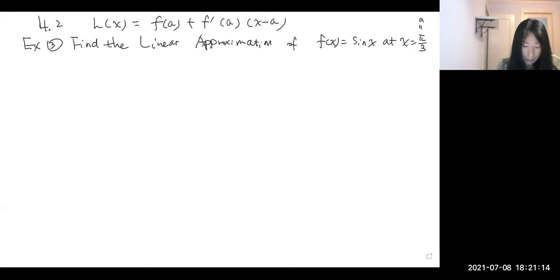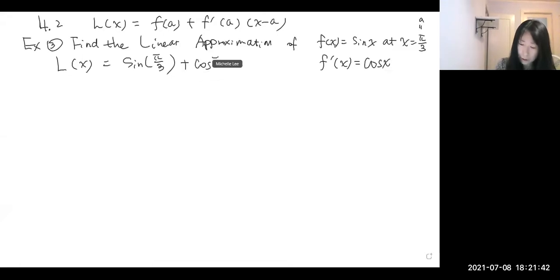derive the function f of a, which is sine a, right? Now, f prime of x, what do you get? Cosine x, so let us do that. So it's cosine of pi over 3, right? Then x minus pi over 3. So what's the sine of pi over 3?